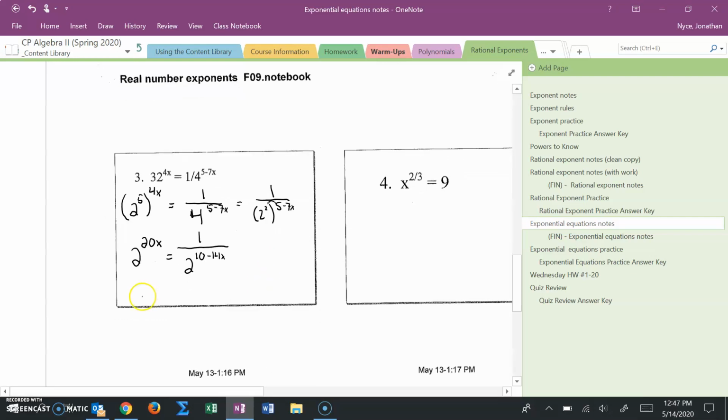So remember, with your properties of exponents, we can always change something to a fraction or get rid of a fraction using negative exponents. We're used to taking a negative exponent and putting it in the denominator, but we can actually bring something out of the denominator and make it a negative exponent when we bring it out.